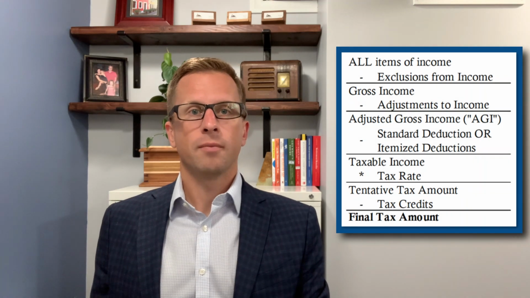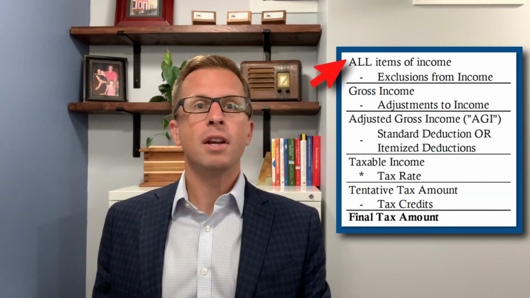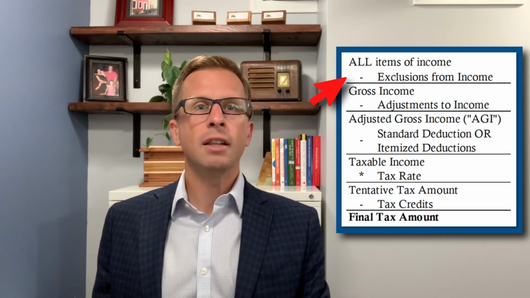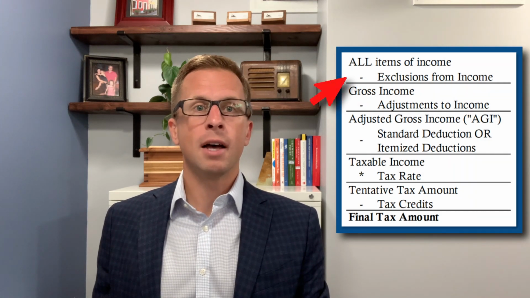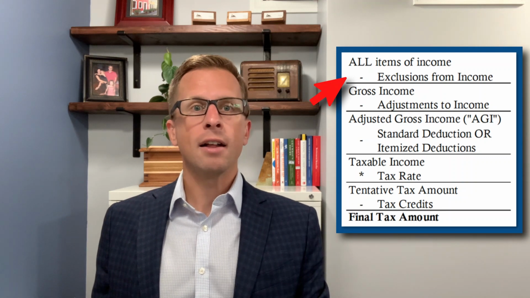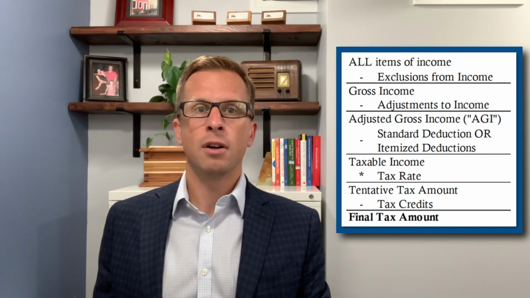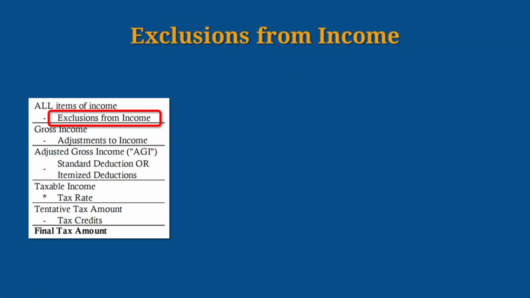Let's walk through this. First, start with every dollar of income you receive during the year. But thankfully, the IRS lets you completely exclude certain items of income right off the top. These exclusions are not subject to federal income tax, and in most cases don't even show up anywhere in your tax return. Exclusions from income include things like tax-exempt interest, such as interest payments received from municipal bonds.